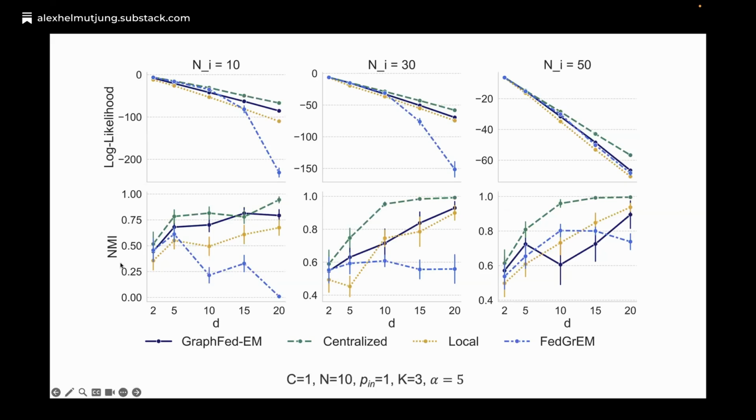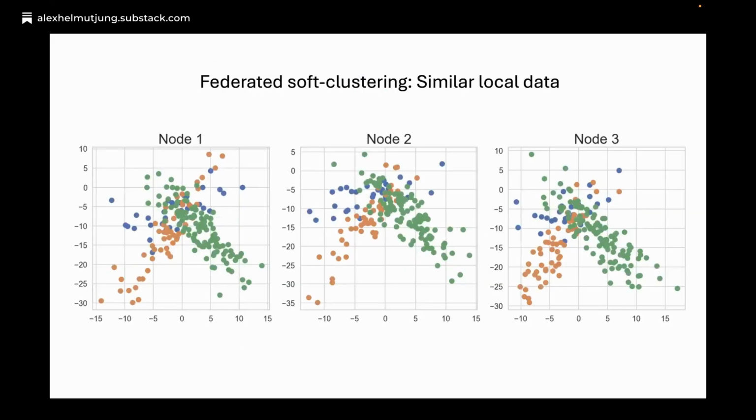So we see that the centralized algorithm works the best, again expected. And then our algorithm is somewhere between the local training and the centralized training. It's mostly beneficial when we have a very small sample size on the node, and this advantage somewhat decreases when we have enough data points on the node. So the local GMM is performing relatively well. This is a very simple condition where the data sets on the nodes are very similar.